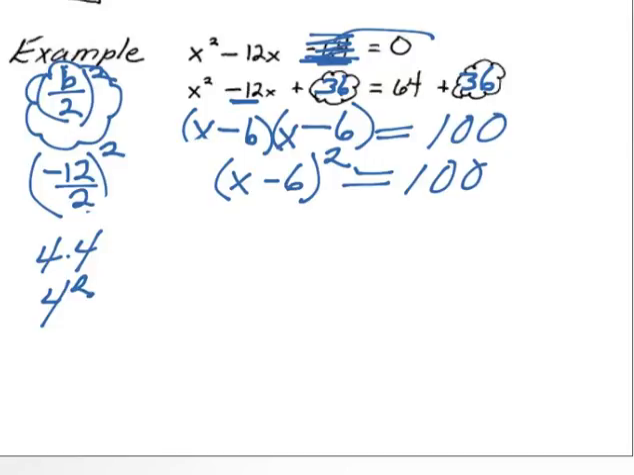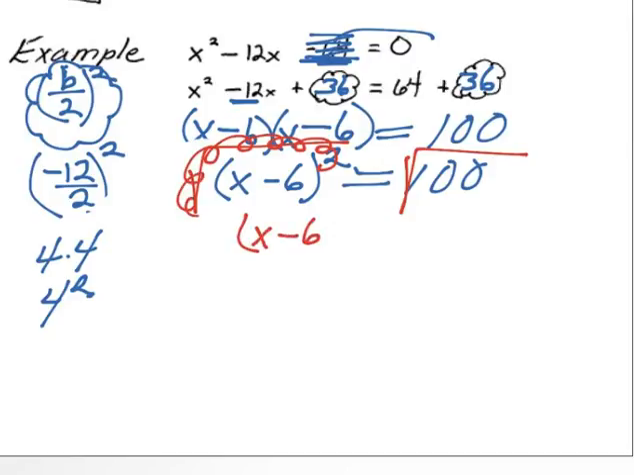If I take the square root of both sides, it does not hurt the equation. And taking the square root of a square, what does it do? In essence, it just gets rid of it, doesn't it? So this is x minus 6. And what is the square root of 100?